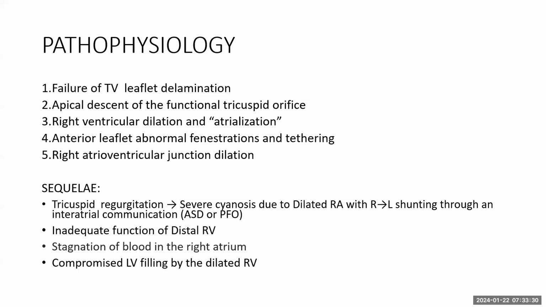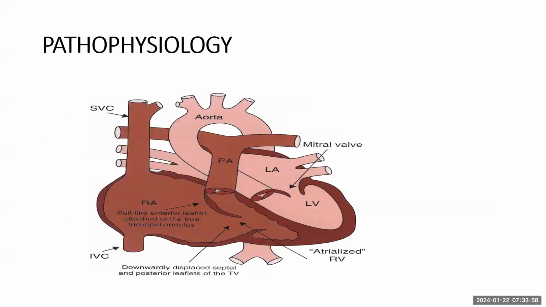So in the normal heart, the tricuspid valve has 3 leaflets: the anterior, posterior, and the septal leaflets. Embryologically, this tricuspid valve is formed by a process called delamination from the myocardium. This process of delamination is just like a stripping from the ventricular myocardium to form the valves, and it continues up until the level of the AV junction, the atrioventricular junction.